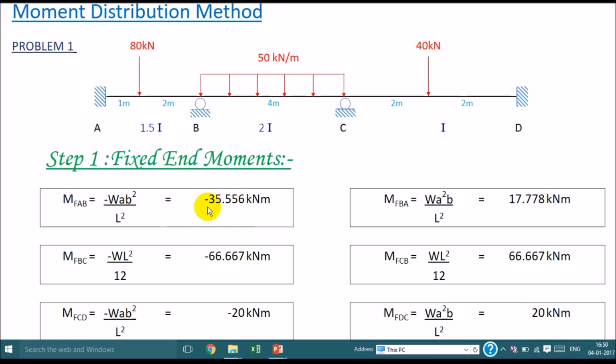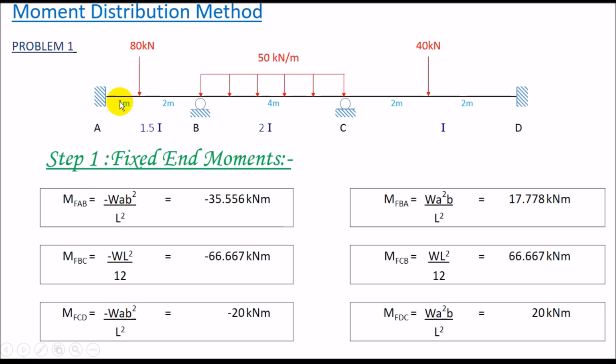Now the reason that I've put a minus sign here is that, as per my convention, anti-clockwise is negative. If you see this 80 kilonewton load, it will try to sag my beam, sag this portion AB like this. It will bend in this manner, and there will be an anti-clockwise resisting moment formed here, and anti-clockwise, as per my sign convention, is negative. That is the reason I've taken the negative sign here.